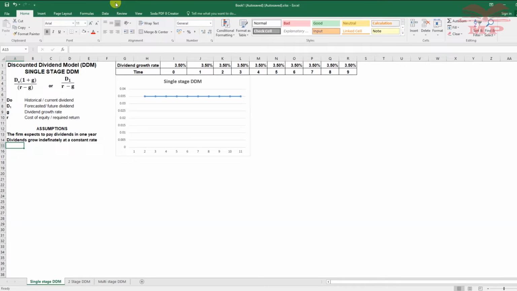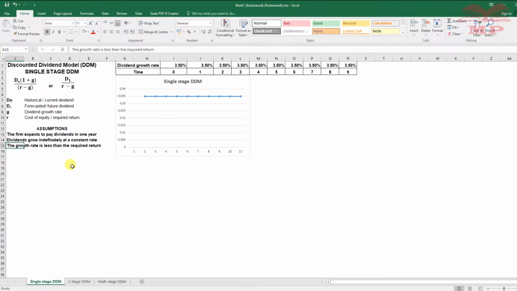And finally, the third assumption is that the growth rate is less than the required return. The growth rate is less than the required return. So those are the assumptions.